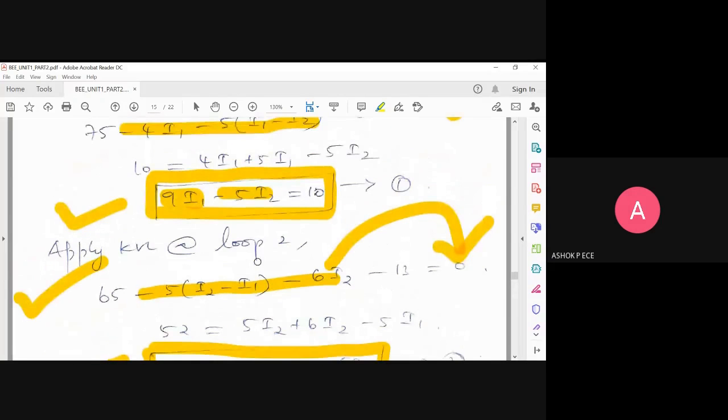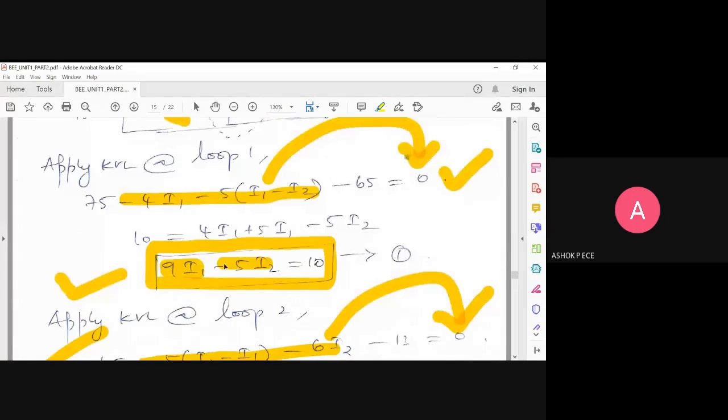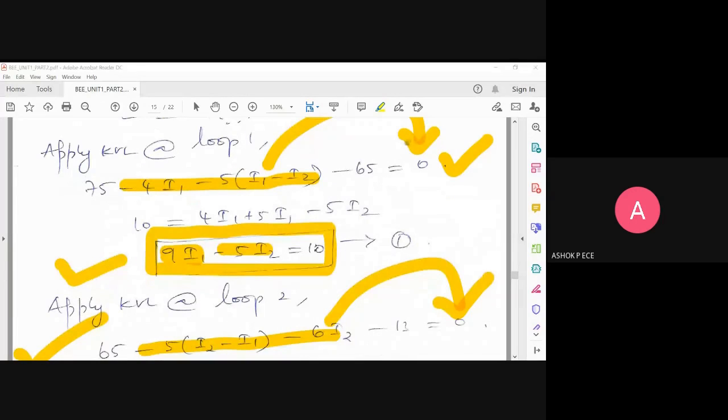Anybody still having doubts in writing the KVL equations for the loop? Anybody not clear with the procedure on how to write the KVL equation, having the voltage source, current through a resistance and other things? Get it clarified because this is the base. For your entire 4 years career, this is going to be the base.